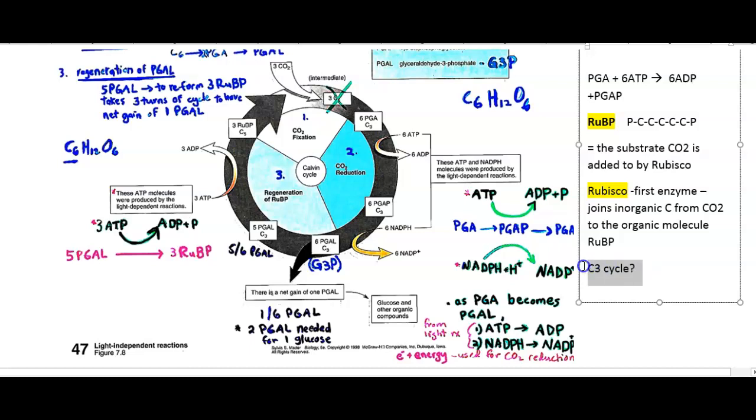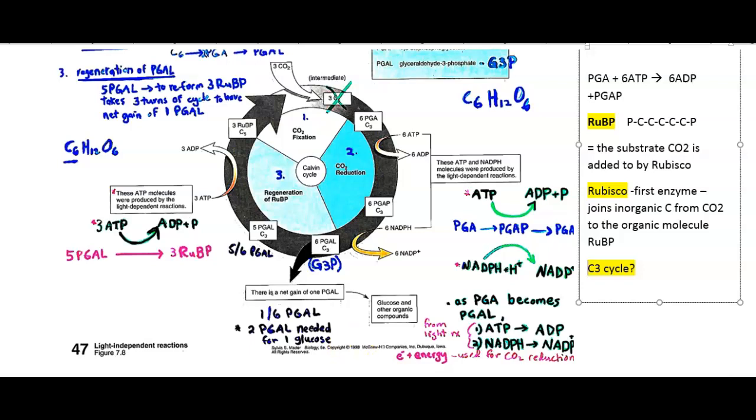You remember another name for the Calvin cycle, the light independent reaction, the dark reaction, is the C3 cycle. Can anybody imagine why this might be called the C3 cycle? Just looking at the amount of carbons here. The first molecule we see has 3 carbons. Notice that has 3 carbons. And the G3P or PGAL also has 3 carbons. So that's a net gain of a molecule of PGAL that has 3 carbons.